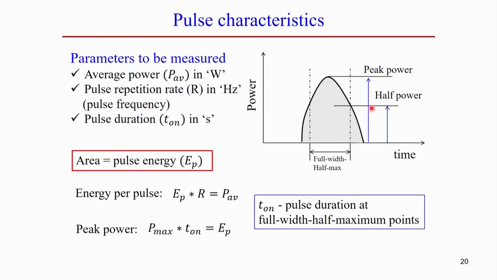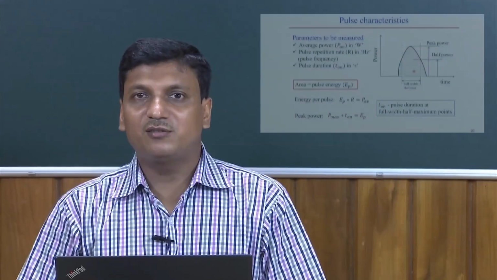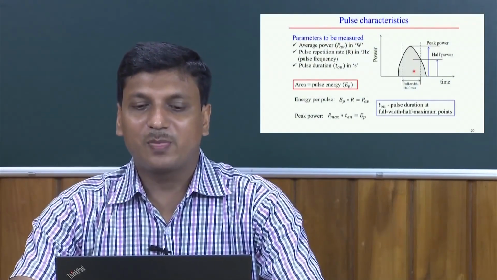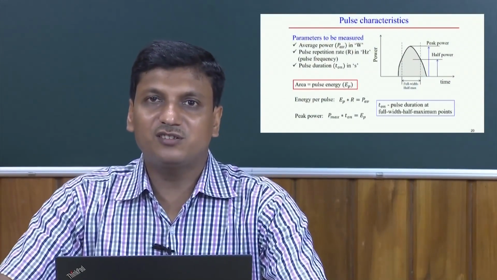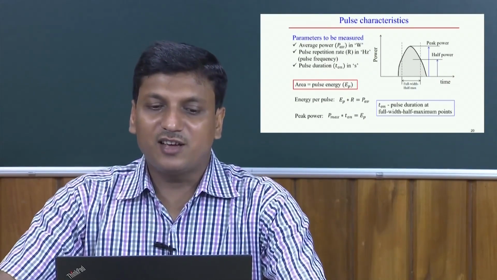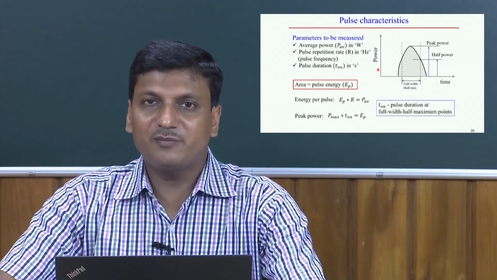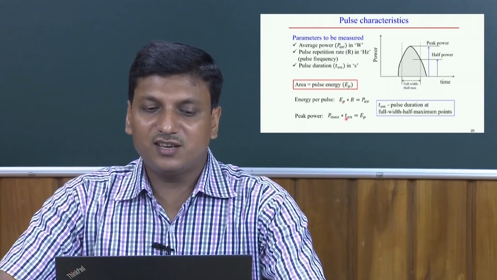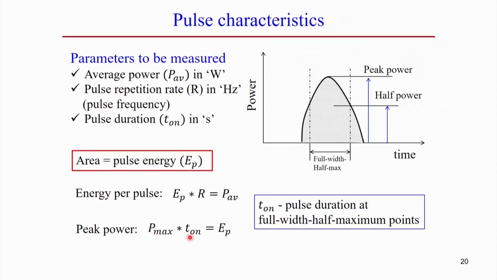Now, energy per pulse multiplied by the pulse repetition rate or pulse frequency actually indicates the average power. Average power is equivalent to assuming a continuous mode of the laser welding process, that is, a continuous application of the pulse energy over the whole duration. But peak power is the maximum power of the pulse. In this case, P maximum into laser on time is equivalent to the pulse energy, and from that we can find the maximum power.